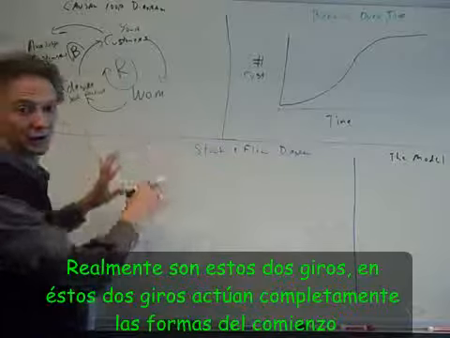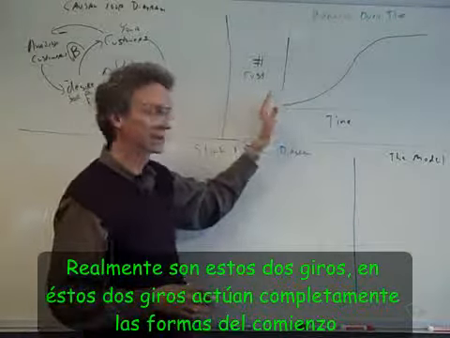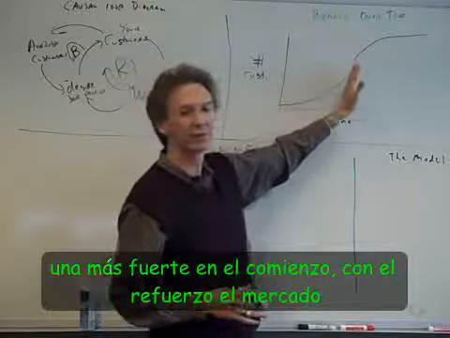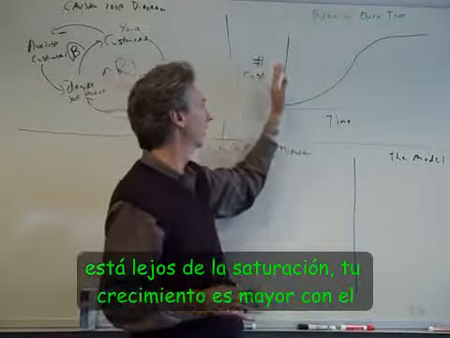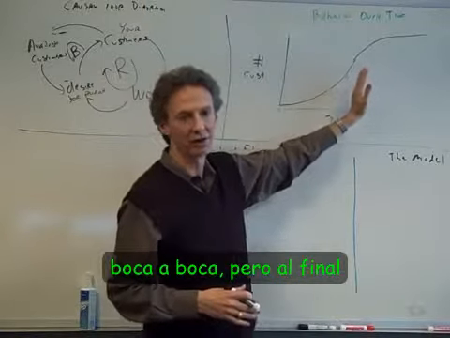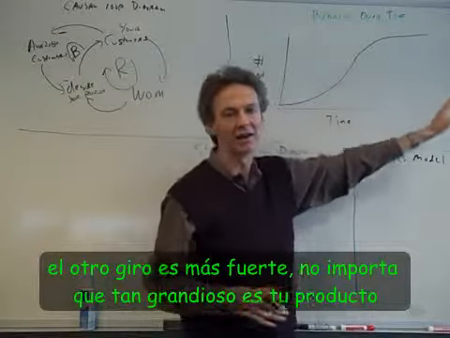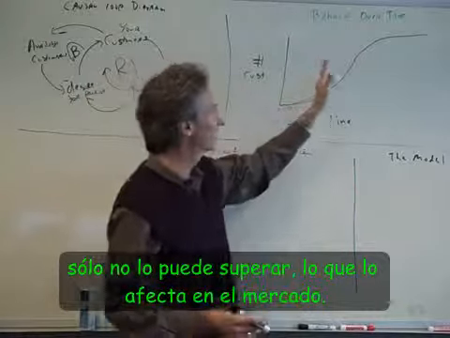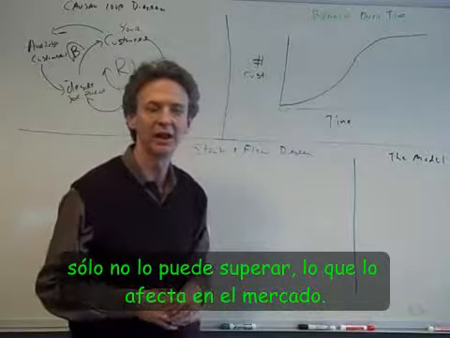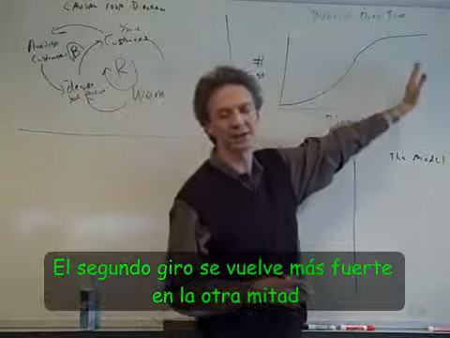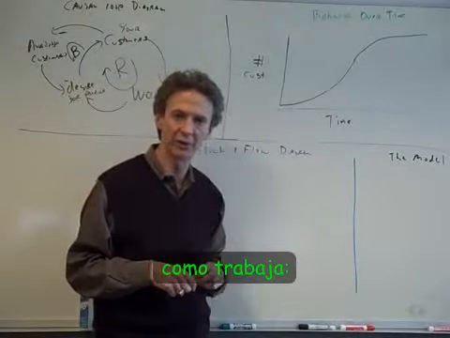And so it's really these two loops. And these two loops are acting the whole way through from the beginning, it's just that one is stronger. In the beginning, the reinforcing loop is stronger. The market is way off from saturation. Your growth is mainly driven by word of mouth. But at the end, the other loop gets stronger, where it doesn't matter how great your product is. You just can't overcome the fact that there's a fixed available market. And so the second loop gets stronger in the second half. So we'll take a look at this when we actually model out how that works.